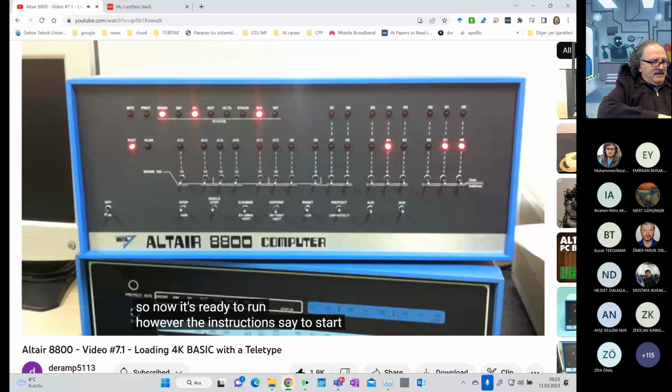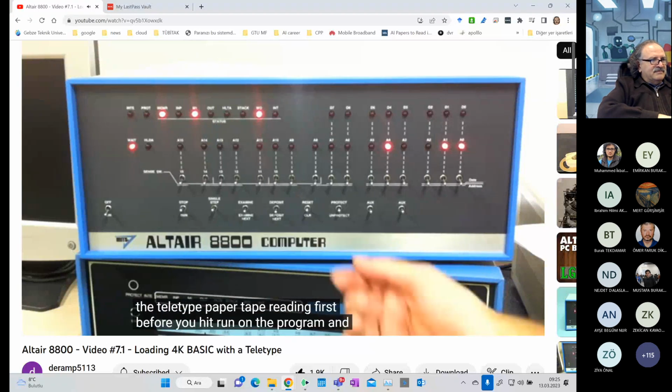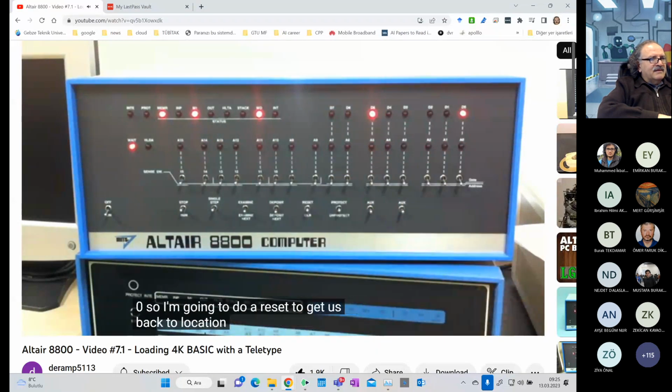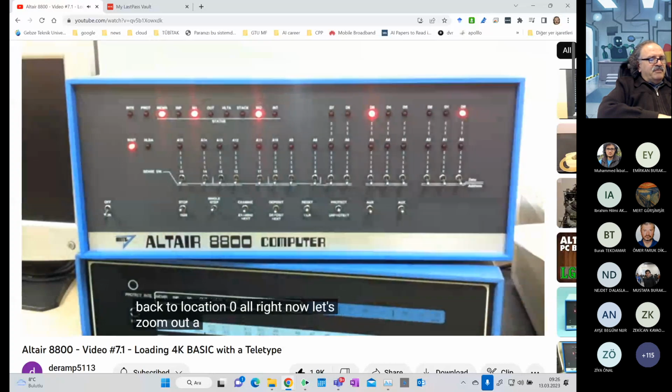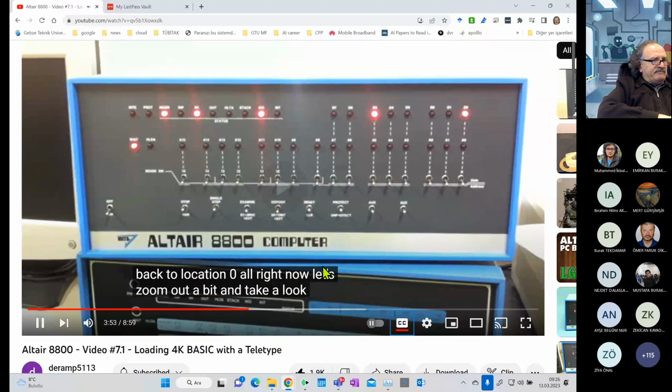However, the instructions say to start the teletype paper tape reading first before you hit run on the program. Now we're going to want to run from location 0, so I'm going to do a reset to get us back to location 0. All right, now let's zoom out a bit. The program counter is showing location number 0 now, but it's not running anything.